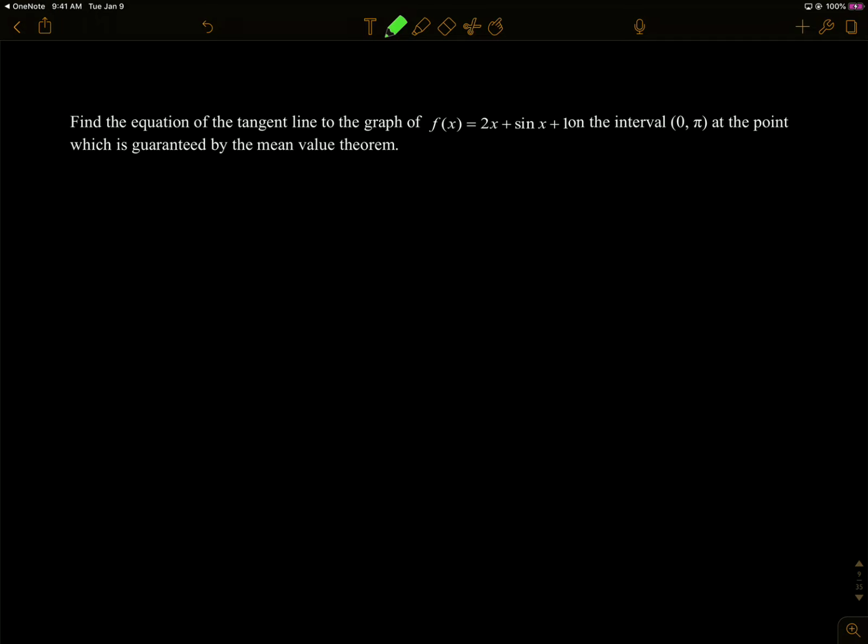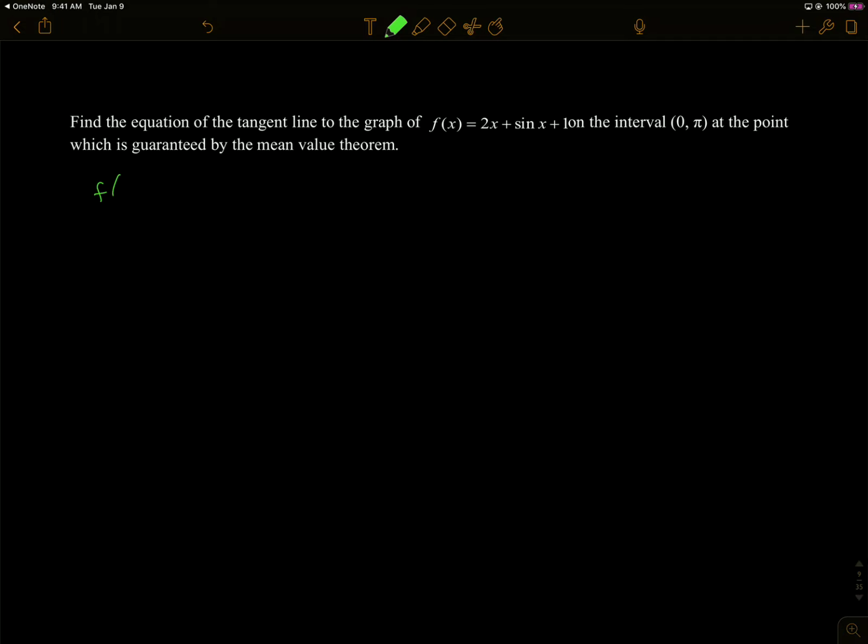Let's find the equation of the tangent line there. So first we have to find out where is the x value on that interval where the instantaneous rate of change is the same as the average rate of change. Once I find that x value, then I want to write the equation of the tangent line at that point. So first of all, let's find out what the average rate of change is over that closed interval. If I take the endpoints, because they say open interval, they just want us to find the point on the interval not being one of the endpoints.